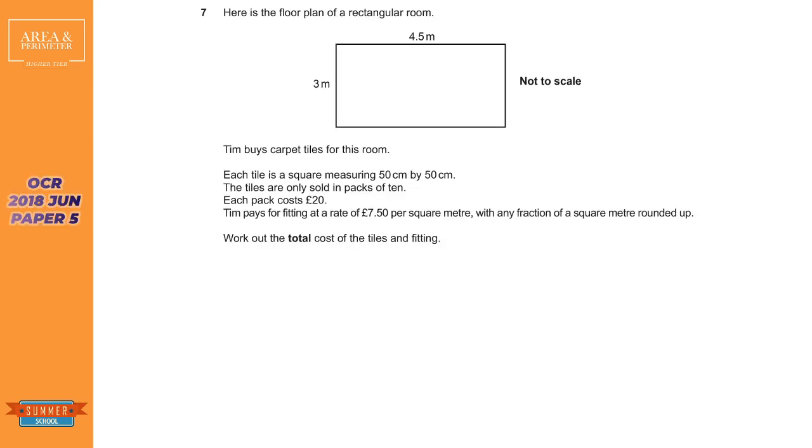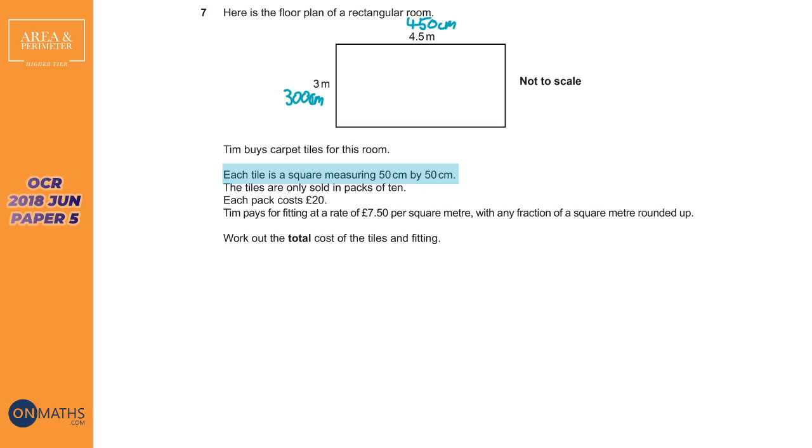Okay, next we jump over to OCR's offering. And this is quite a common question, the tiling question. We're just going to ignore most of the question for now, and focus on how many tiles are needed. The first thing we've got to realise is that the tiles are measured in centimetres and the room is measured in metres. So all we need to do is convert the room to centimetres. So that's going to be 450 centimetres. That's going to be 300 centimetres.